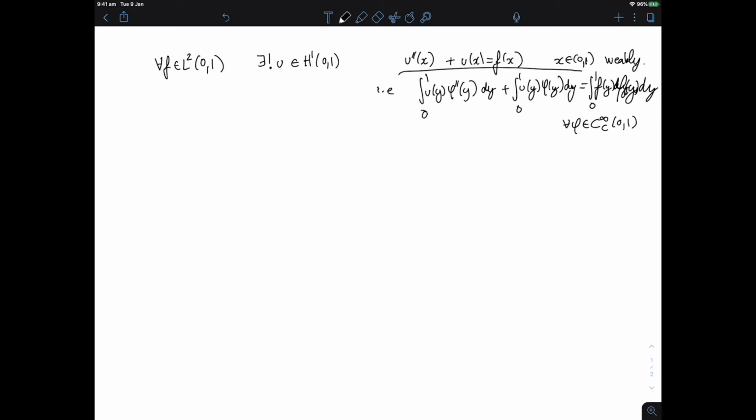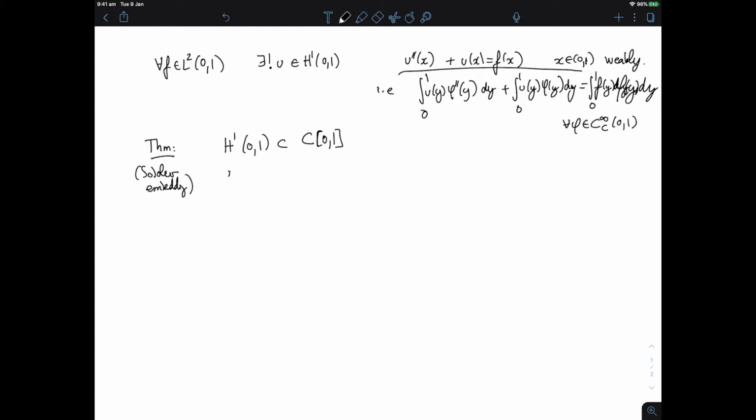And that's, in functional analysis terms, an embedding result. It's a result that tells us that a certain space, namely the space H1 of 0, 1, is included, continuously included as Banach spaces, into the space of continuous functions on 0, 1. And that's called the Sobolev embedding theorem in one dimension.